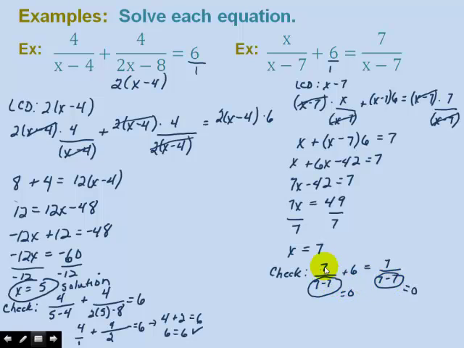So what that means is that the solution we came up with doesn't work in our original equation. So we have to throw out this solution, and that means that we don't have any solutions. So for this one, we would have to say no solution. This doesn't mean that we made a mistake, it just means that the solution we came up with worked in this equation, but it didn't work in our original equation.